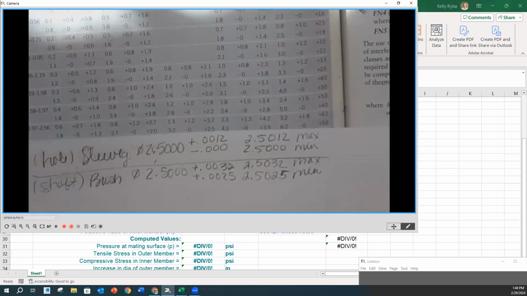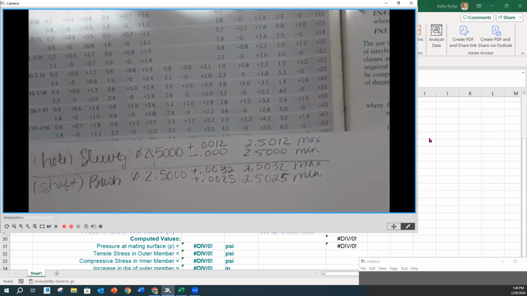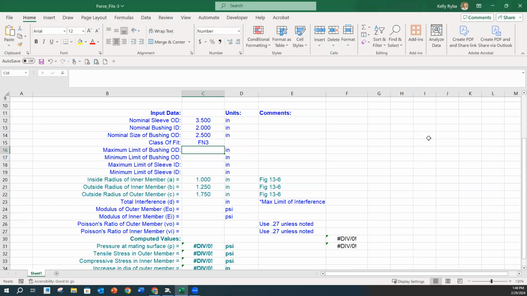All right, so we have those. Now what we're going to do is fill those into our spreadsheet. And let's see if I can screw this up too. So this is going to be the max limit of the bushing OD. So that was our second one: 2.5032. The minimum, 2.5025. Then our maximum limit on our sleeve ID is going to be 2.5012. And then our min is going to be 2.5000.